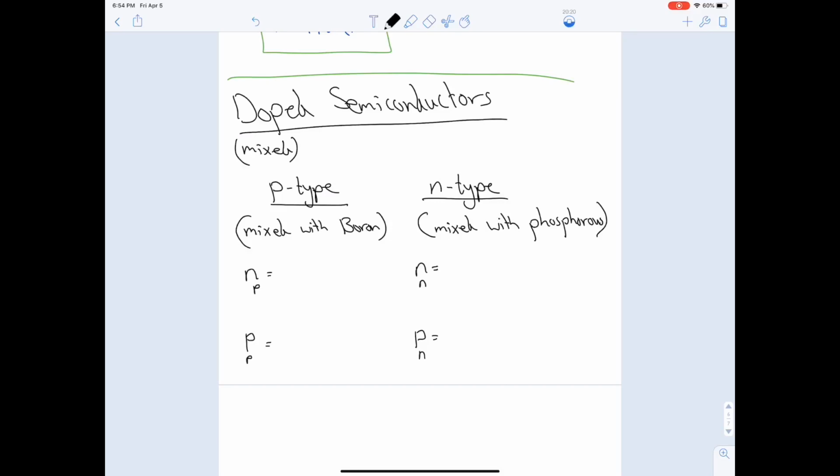What is N subscript P? It's Ni squared over Na. And P subscript P is Na. N subscript N, the concentration of electrons in the N type, is equal to Nd, and the concentration of holes in the N type is equal to Ni squared divided by Nd.